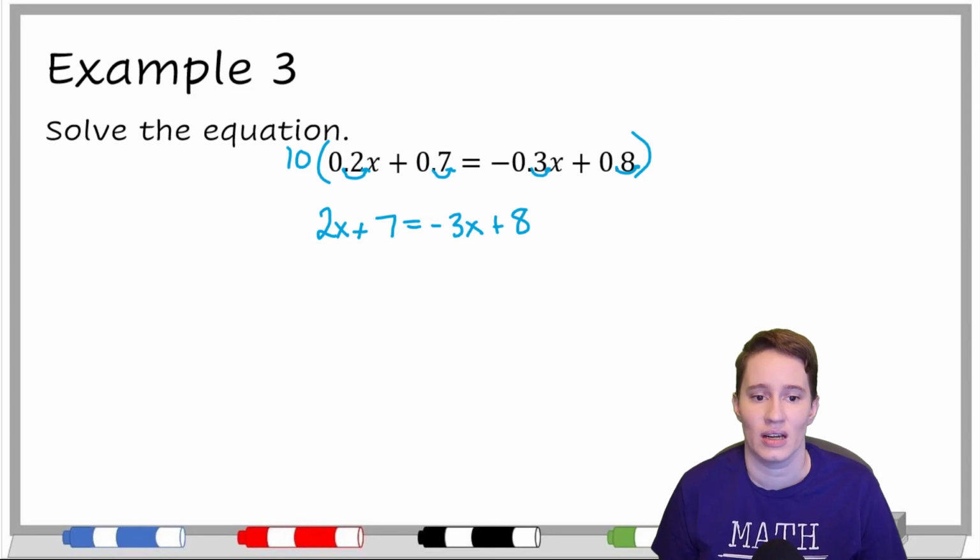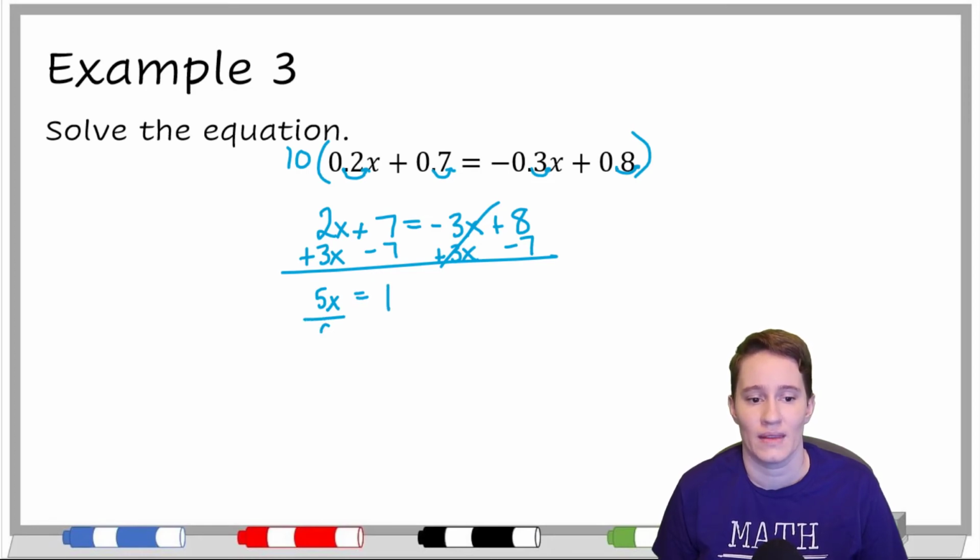Again, we have a higher chance of getting a fraction or decimal answer on these, although I do think I tried pretty hard to make them work out nicely. 2x plus 3x is 5x, and then I'm going to subtract the 7 over to this side, so 8 minus 7 is 1.